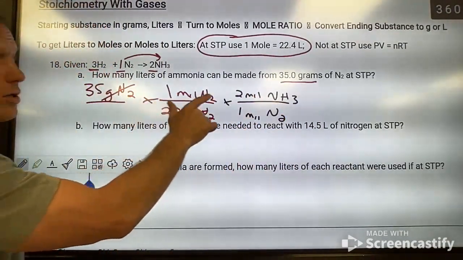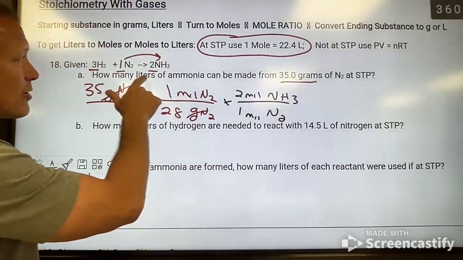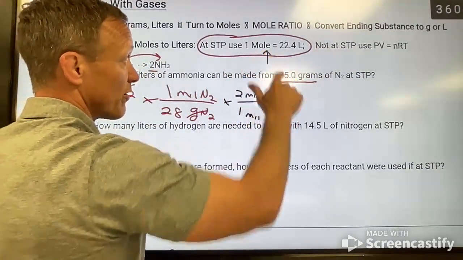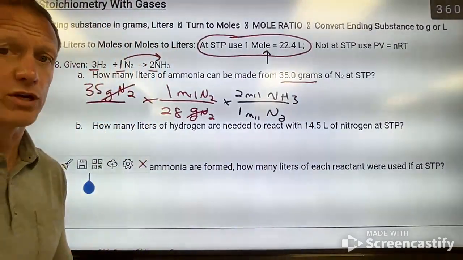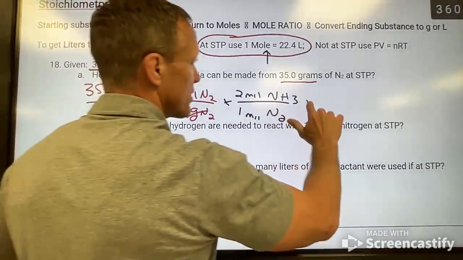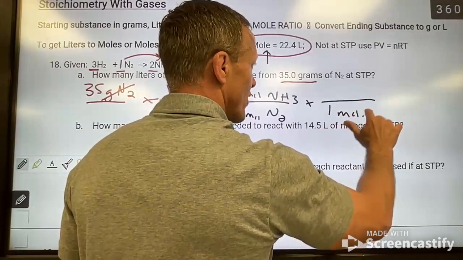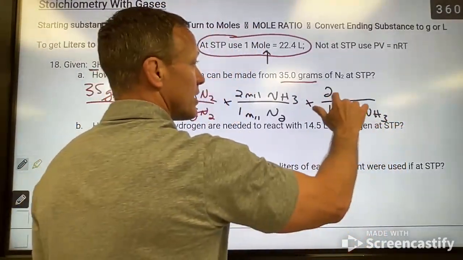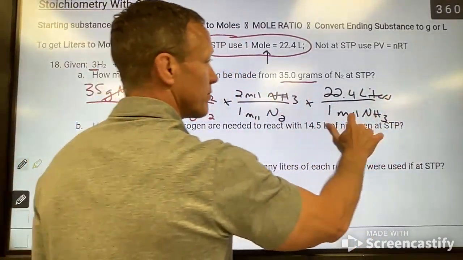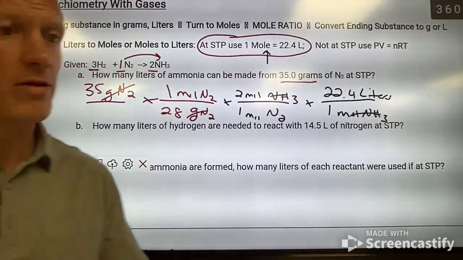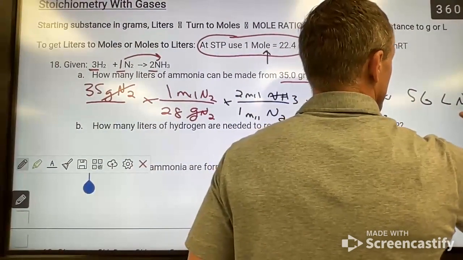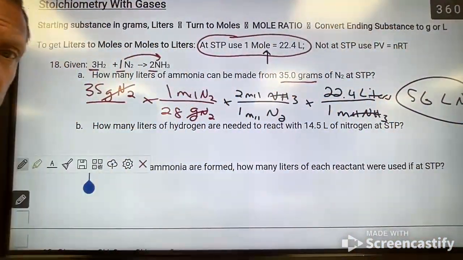So get our grams into moles. Our ratio gets us to moles of ammonia. It wants to know how many liters of ammonia we can make. Well, since we're at STP, a mole is 22.4 liters. Remember, that's only true for gases, only true at standard temperature and pressure, 0 degrees Celsius, 1 atmosphere pressure. So we can say a mole of NH3 or a mole of any gas takes up 22.4 liters of space at STP. Multiply across the top, divide by the bottom, get our answer. It's about 56 liters of NH3.